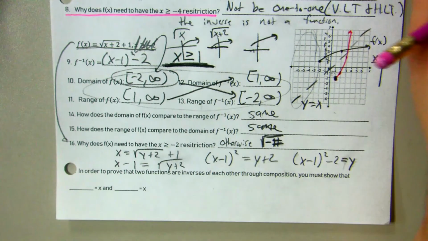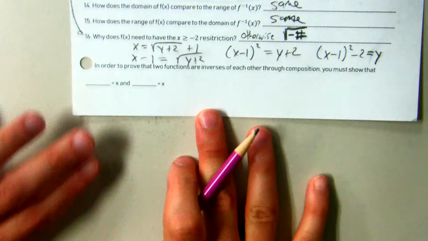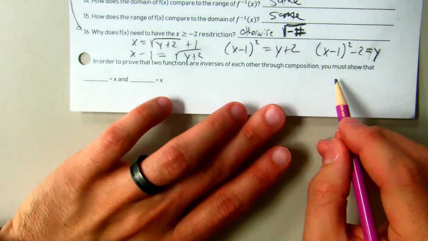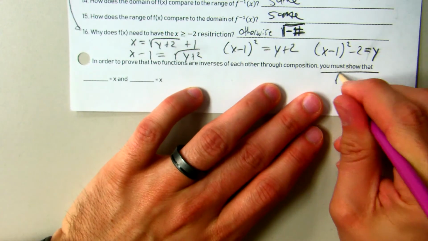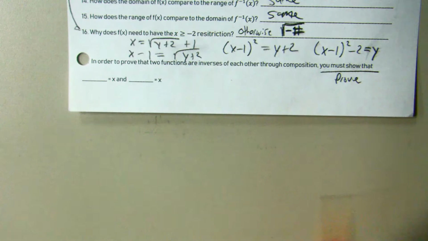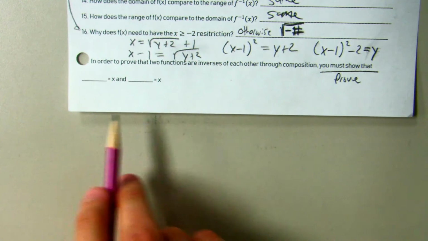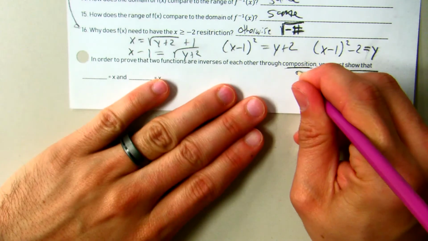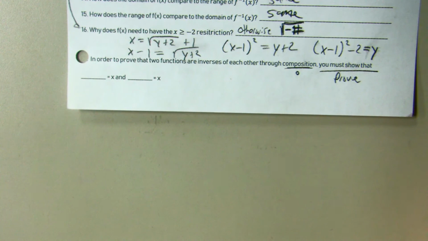Alright, and then finally, down here at the bottom, in order for two functions to be inverses of each other, the way you would prove this is through what we call composition. So composition, remember, was that little open circle. It's really not an O. Also kind of like times, it's not really a times.